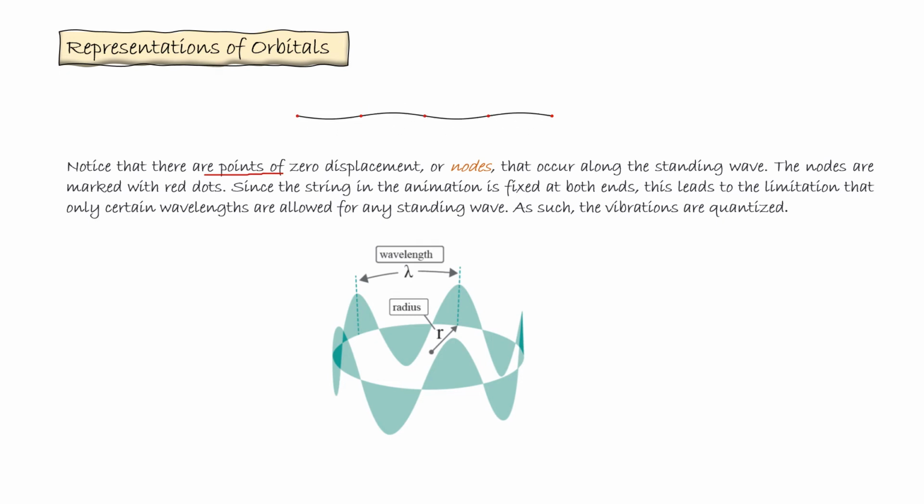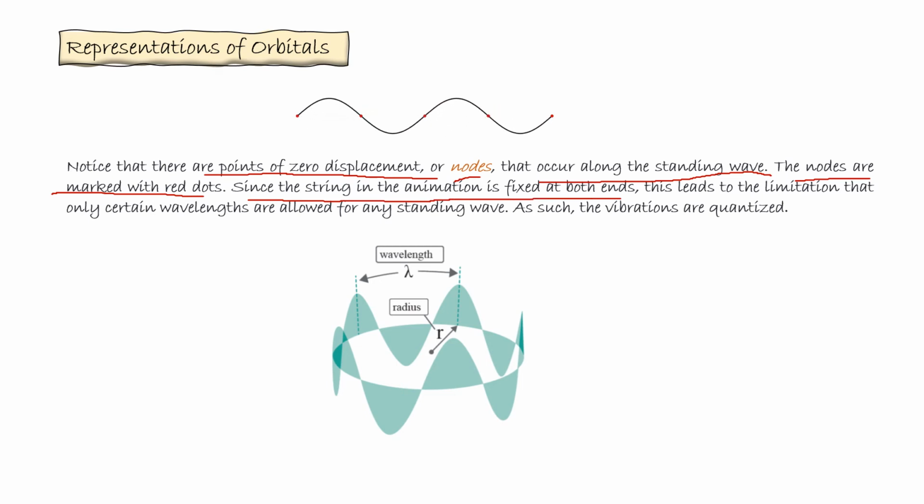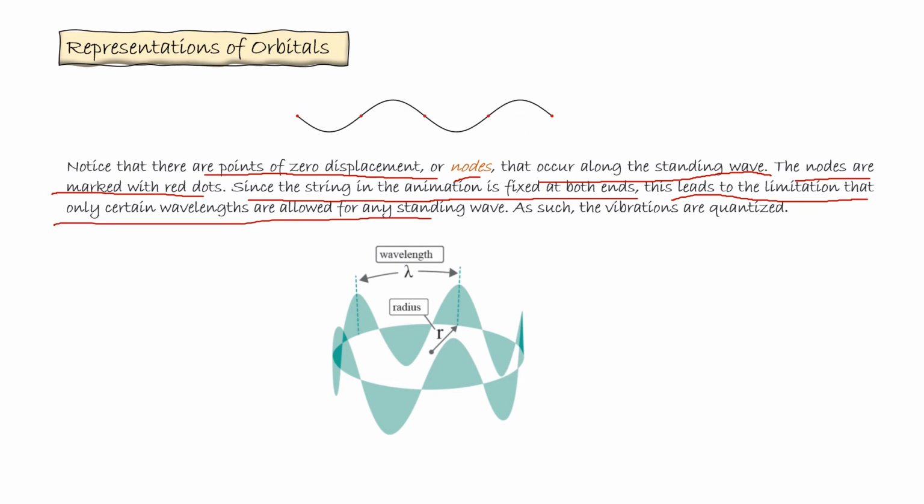There are points of zero displacement, or nodes, that occur along the standing wave. The nodes are marked in red. Since the string in the animation is fixed at both ends, this leads to the limitation that only certain wavelengths are allowed for any standing wave. As such, the vibrations are quantized.